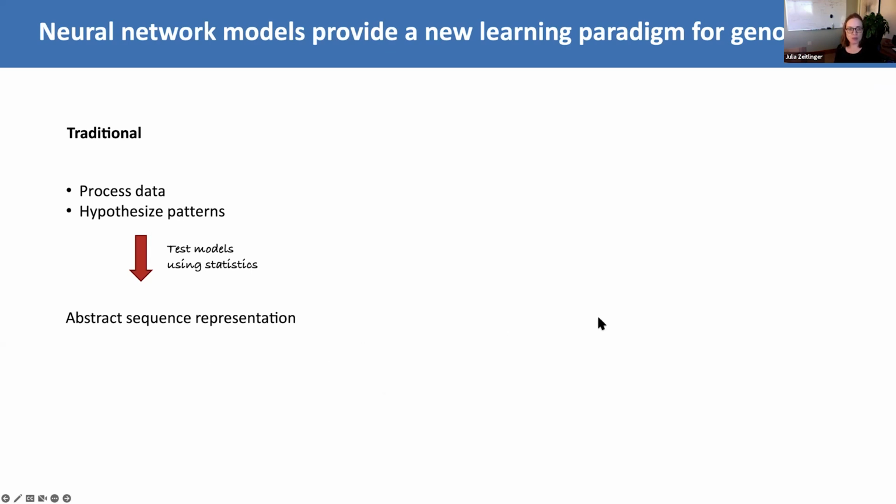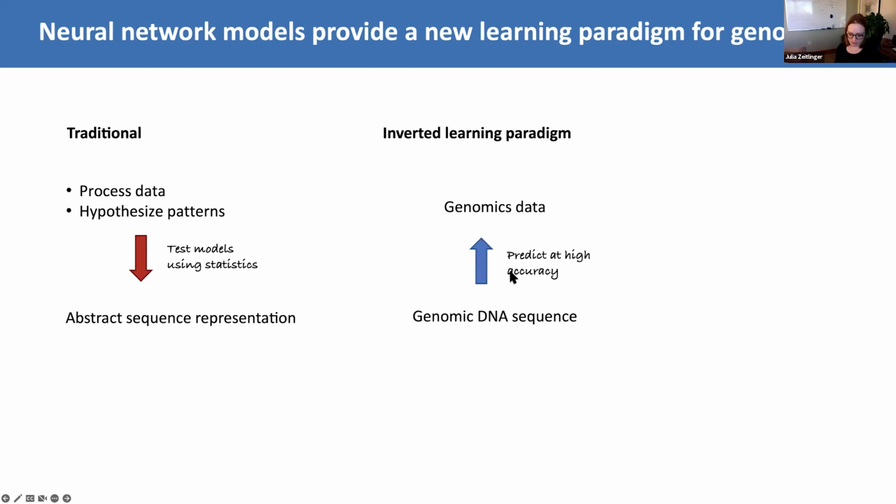So now we're inverting this completely. With a deep learning framework, which I call the inverted learning paradigm, we're training it to predict the data that we already have. In this case, it would be the transcription factor binding data. And we're training it not on the entire genome, but focusing on regions where the enhancer is, which contain all the motif combinations. And we're asking it to predict the data at very high accuracy without really knowing what kind of rules might be in the data.